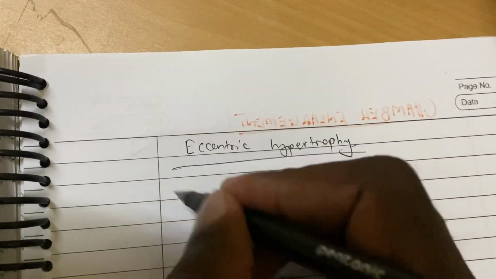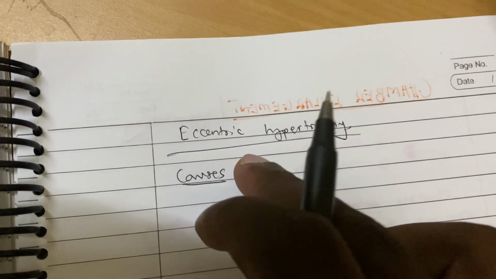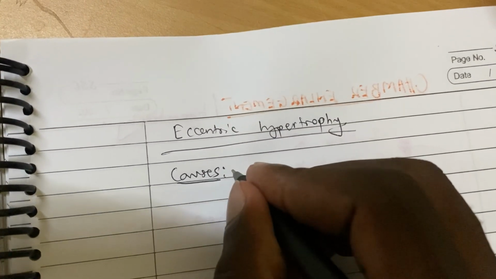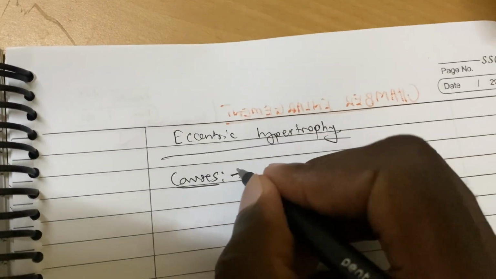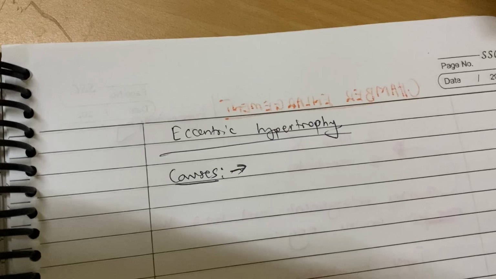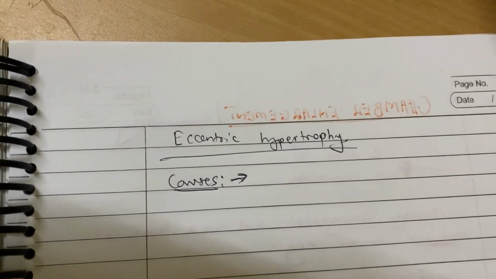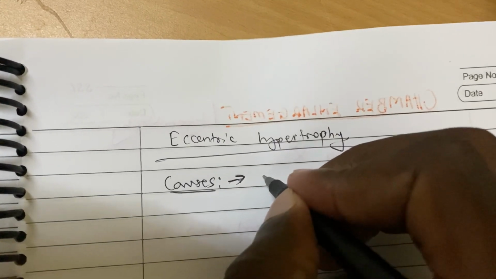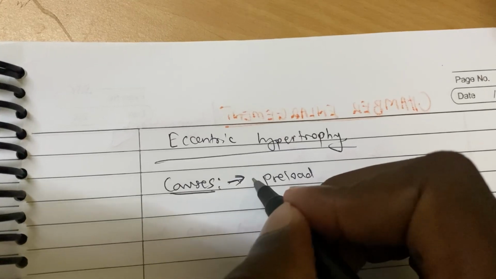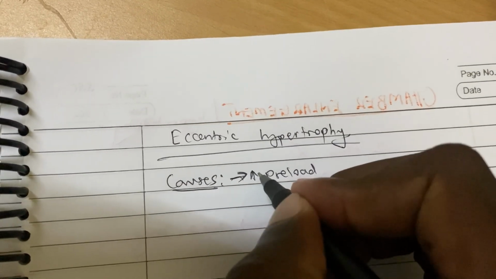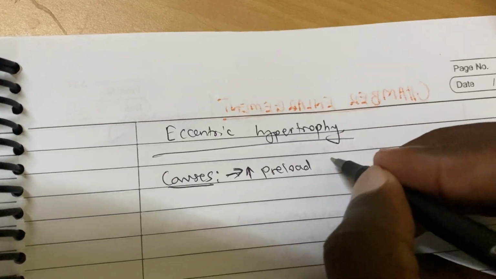And we'll try to look at the causes. Since we said in eccentric hypertrophy, cavity size increases, meaning if the volume increases, whatever was going into that volume should have been more to cause expansion. So preload, increased preload, and that is blood volume.